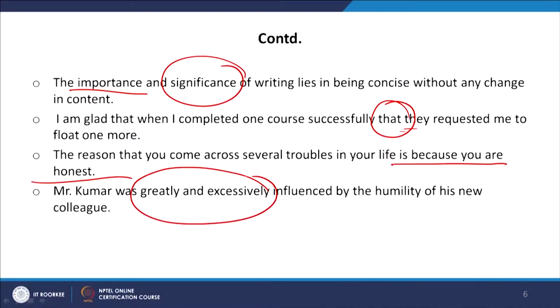Mr. Kumar was greatly and excessively influenced. Why greatly and excessively? You only want to say that Mr. Kumar was heavily influenced by the humility of his new colleague. So either use greatly or excessively, there is no need of using both. This is called tautology, when you make use of unnecessary words that do not add meaning; rather, they load your sentences and tire the mind of the readers.